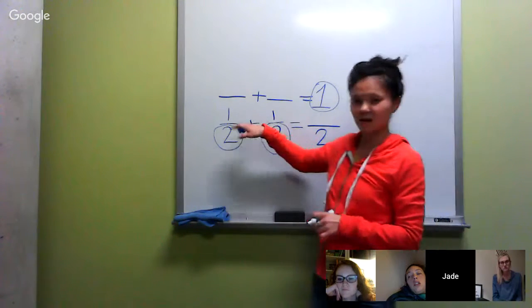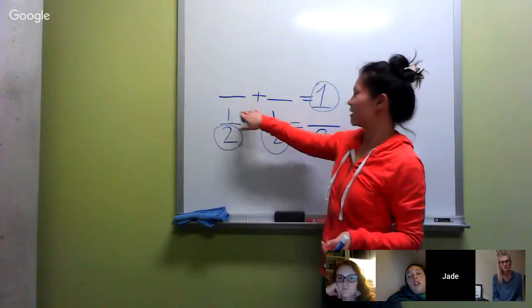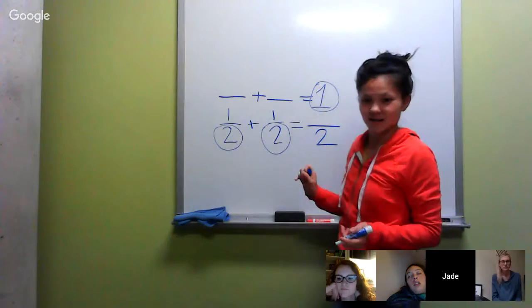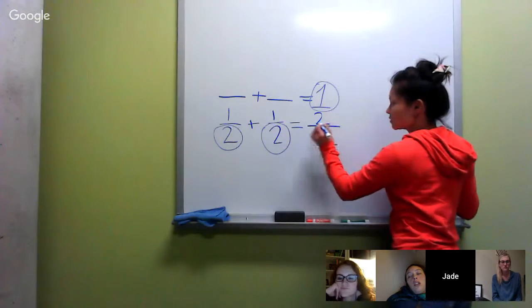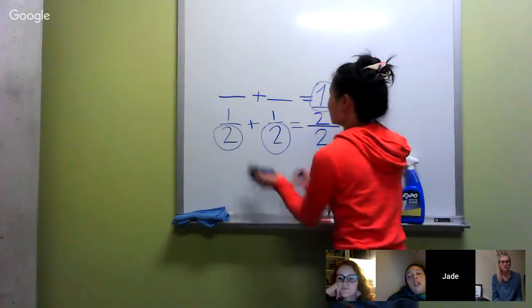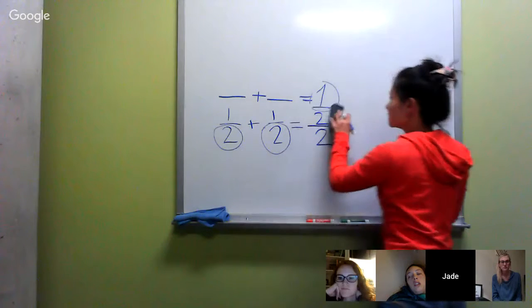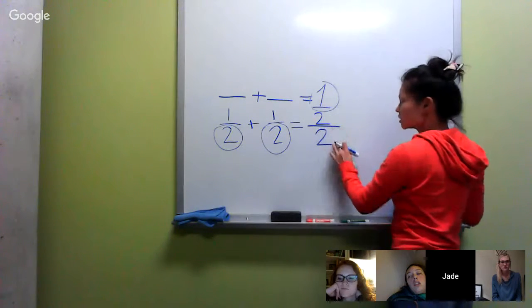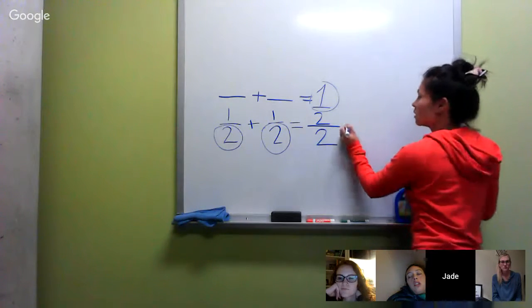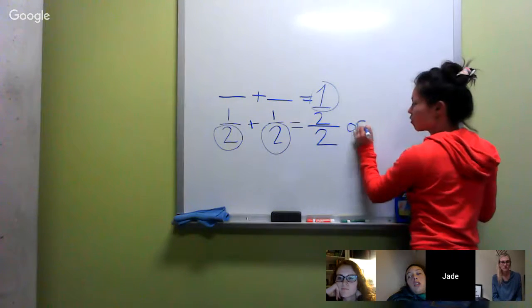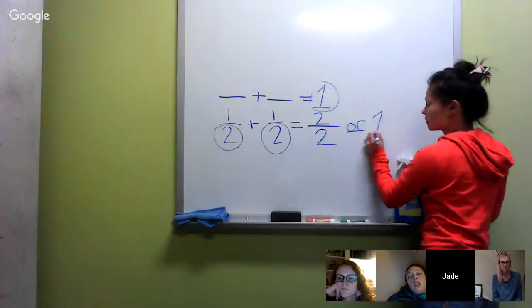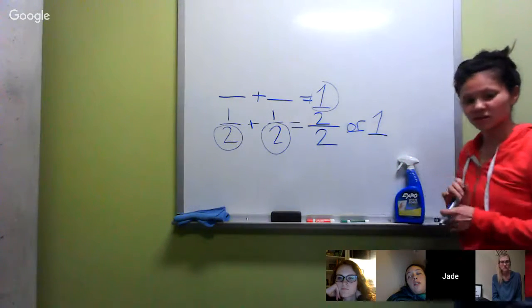So then, Tegan, what is 1 plus 1? 2. Okay, so I'm going to put a 2 here. So this is going to be 1 plus 1 is a 2. So 2 over 2, which is also the name as a whole, or 1. So let's do another example.